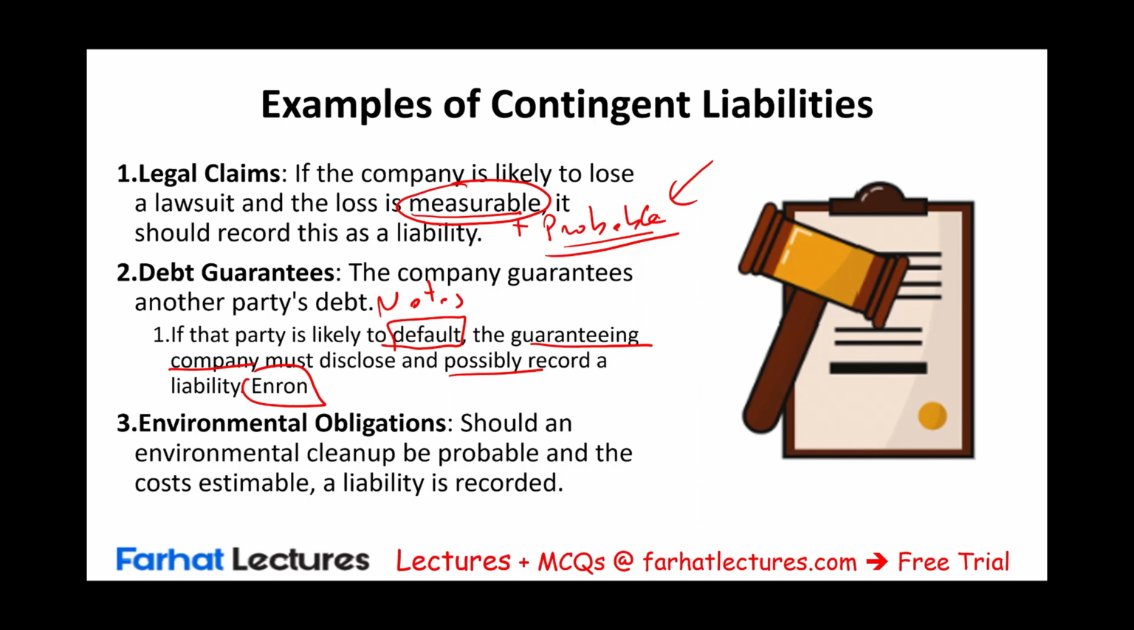Another example of contingent liabilities is environmental obligation. Should an environmental cleanup be probable and the cost is estimatable, a liability is recorded. A case in point is British Petroleum. When they had that oil spill in the Gulf of Mexico, they estimated, I believe, either 20 or 40 billion dollars in cleanup cost. So that was a contingent liability, but that was probable, and they estimated the amount.